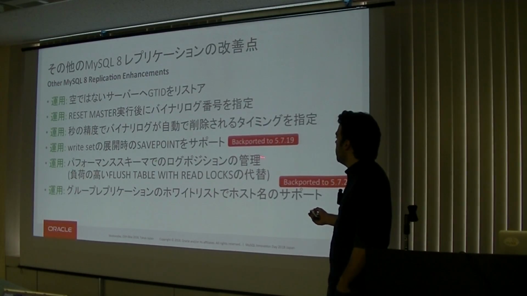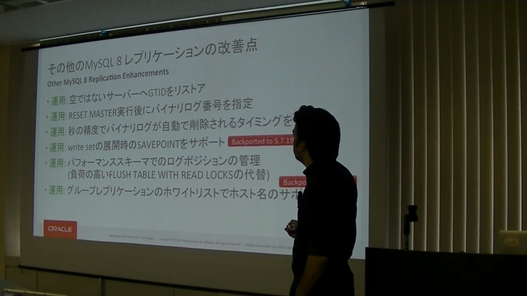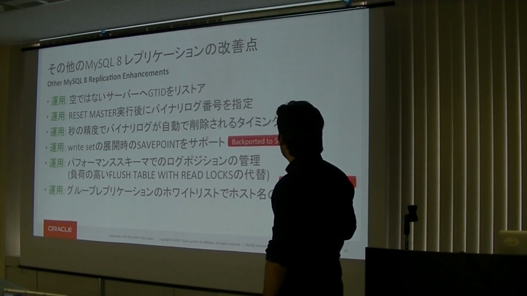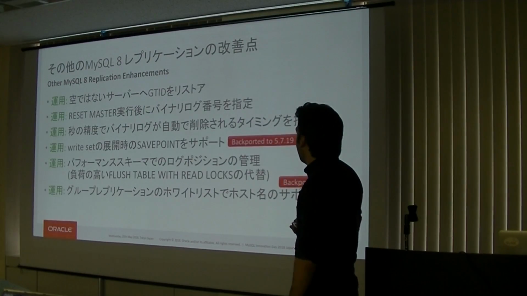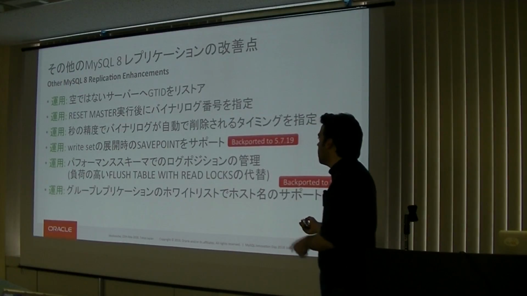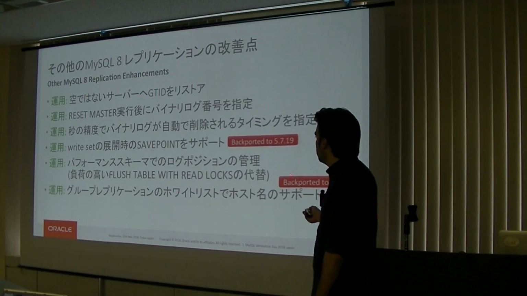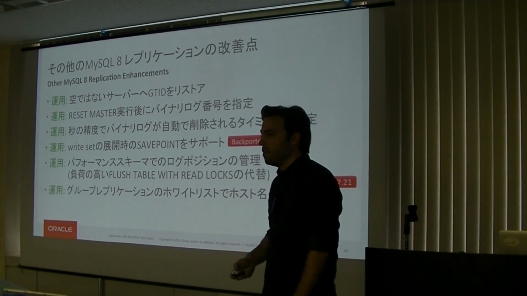Honorable mention to this. My Japanese is a little bit rusty, but if this is the right set, we backported it to 5.7.21. I don't think it is. Okay, so we backported the right set patch to 5.7.22, and these other things that are marked as backported into these other versions.